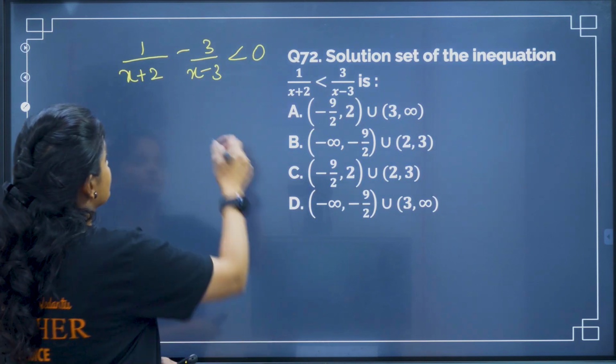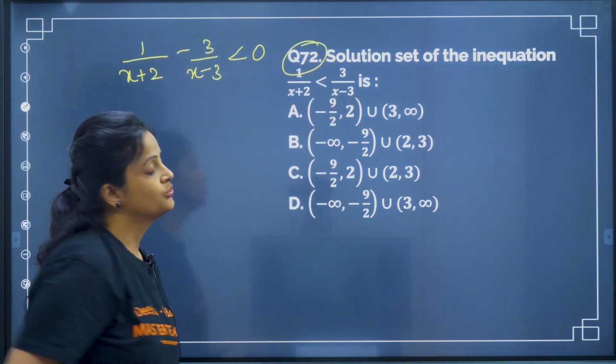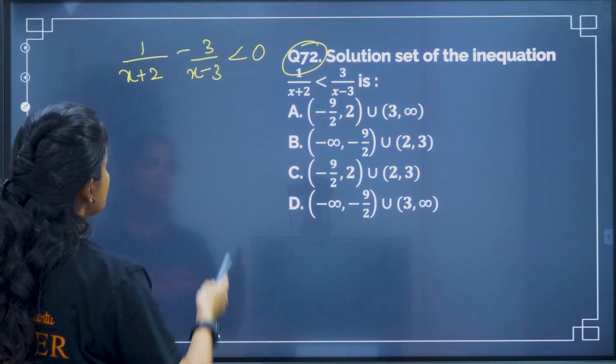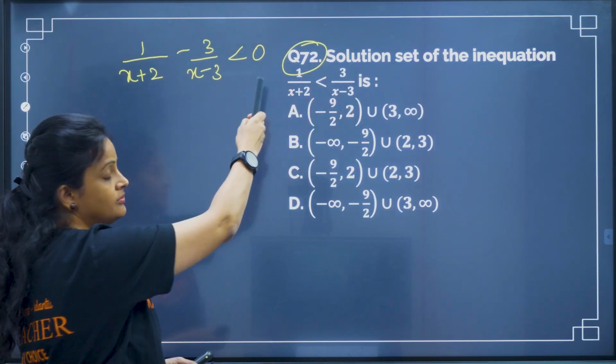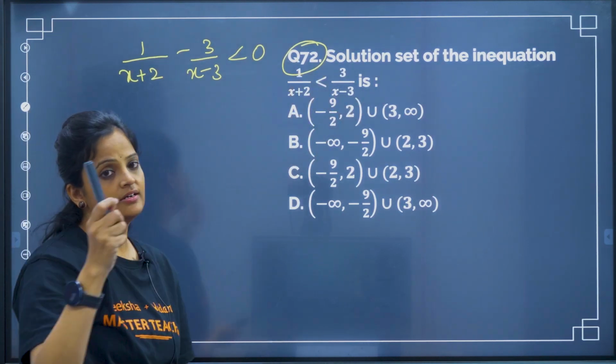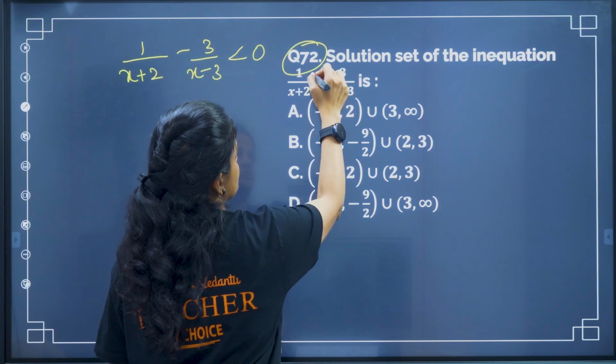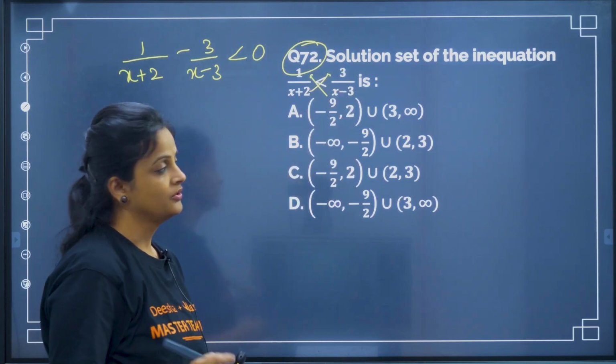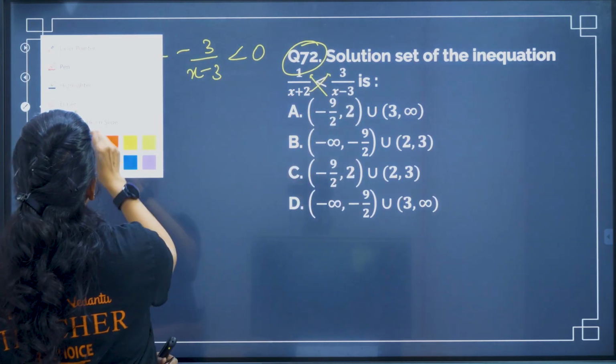Now let's take up question 72. 1 divided by x plus 2, take this term to the next side. So one thing here, many students will cross multiply this. That is wrong. That is the wrong way to do it.